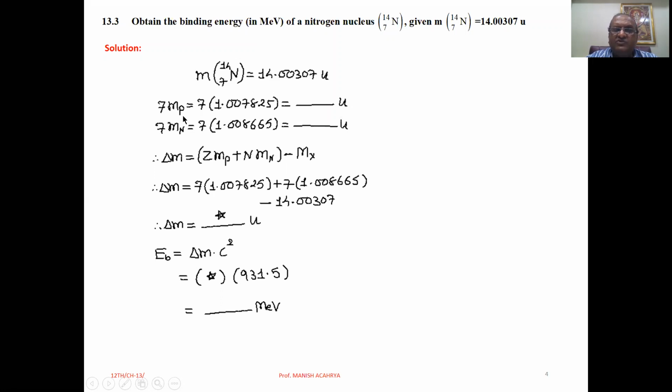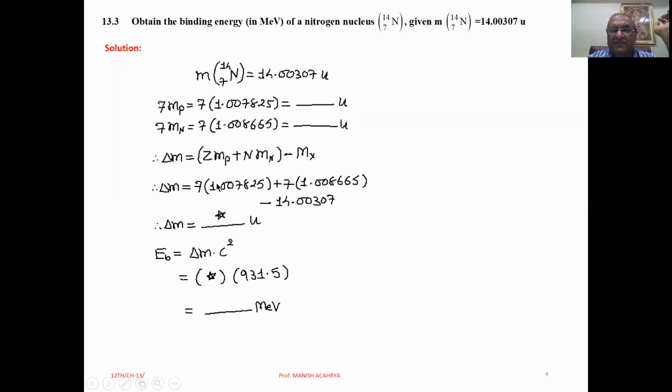Now mass of proton in free state, that is 1.007825 U, and here 7 protons are there, so multiply this one by 7. So mass of 7 protons in free state, that will be 7 into this one. Similarly, in nitrogen, 7 neutrons are there. So 7 into mass of neutron in free state, that is 1.008665. You will get this much U.